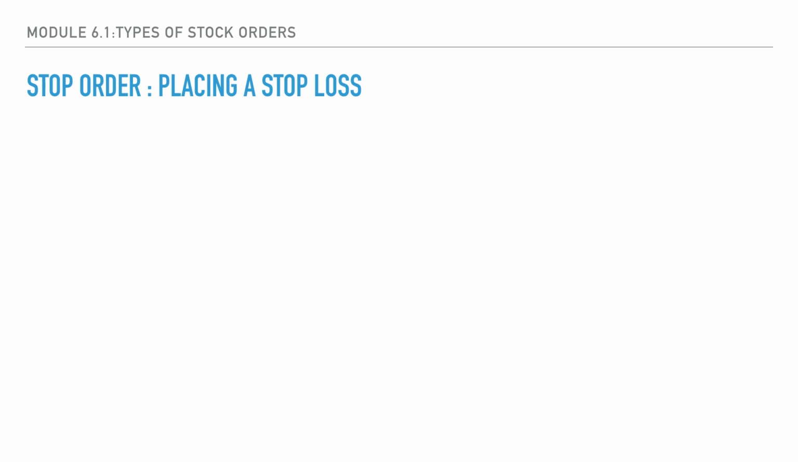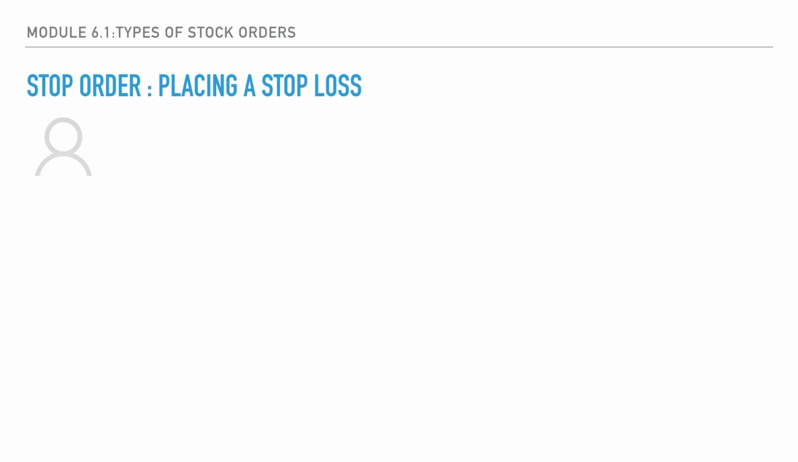The next kind of order is a stop order. Now remember, we had spoken about this concept of placing a stop loss. A stop loss is actually putting a price at which you will either sell that stock which you had held and you had booked the losses in case the stock is falling, or the vice versa. So stop order helps you maintain your stop losses.